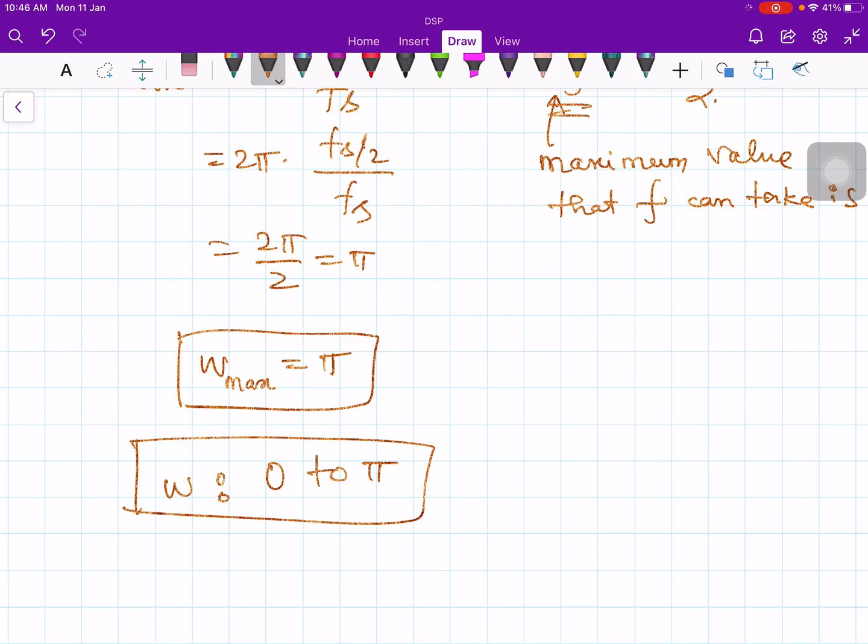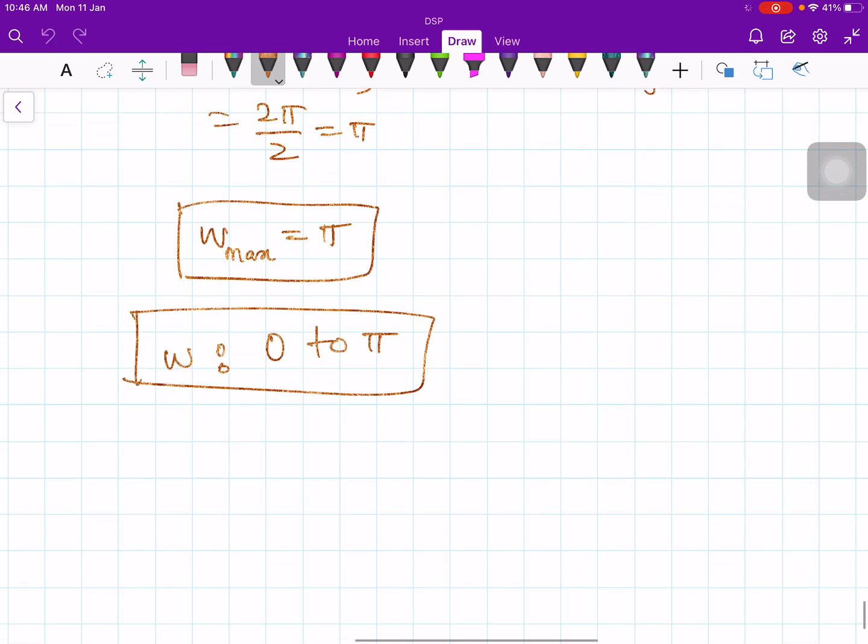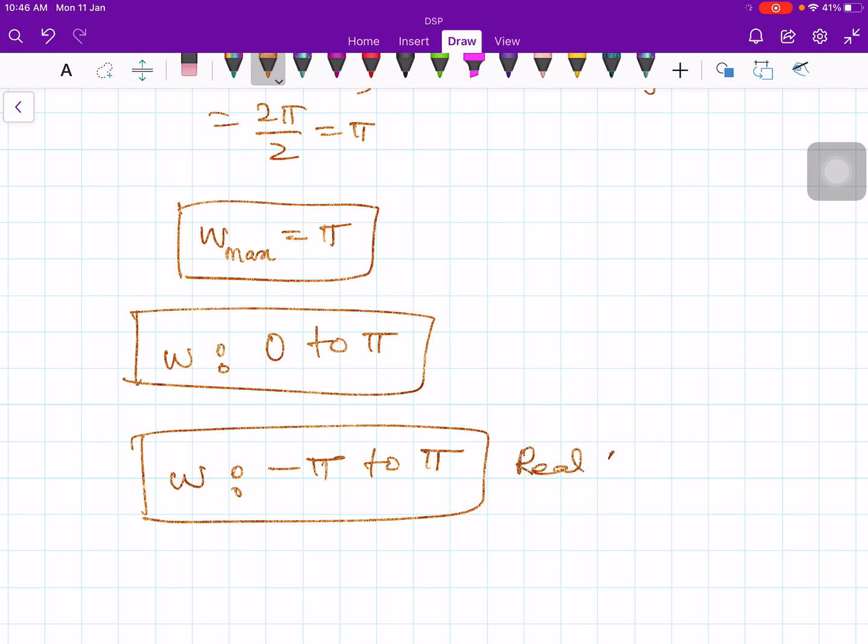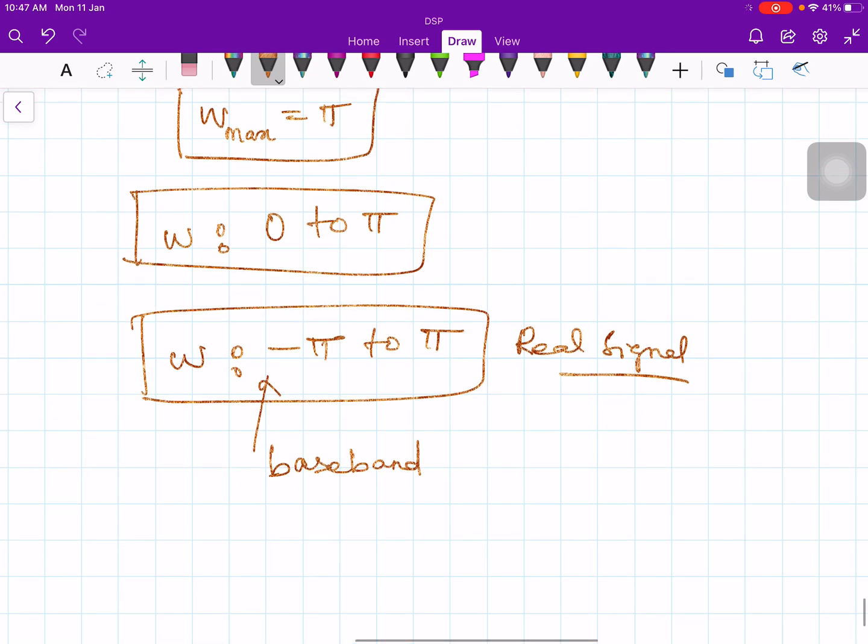And for a real signal, whatever positive frequencies, there must exist a negative frequency also, and therefore the actual range of small omega is from minus pi to plus pi. So this is the range of omega for a real signal, because for a real signal it always comes in pairs, right, positive and negative. And this range minus pi to plus pi is called a baseband, or sometimes people will call it band of vision.